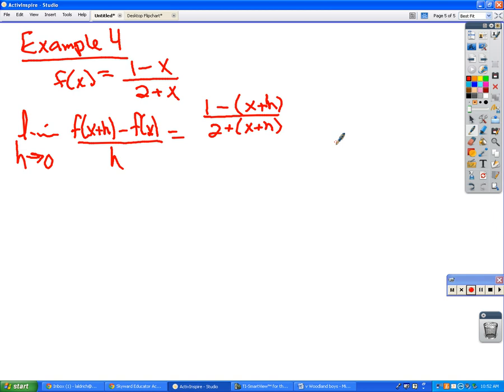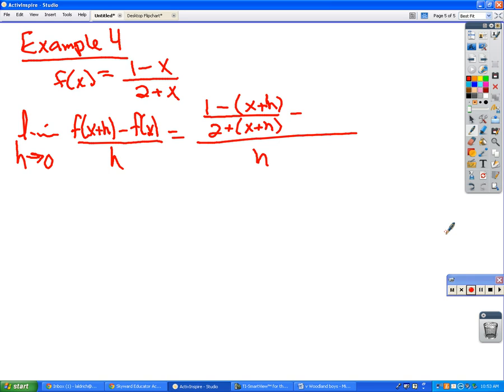How did you get that from f of x plus h? That's the same question you asked about the square root thingy: I just took these x's and changed them into x plus h's. That's always going to be my first step. Okay, but we're not done, no. We've got a ways to go here yet.